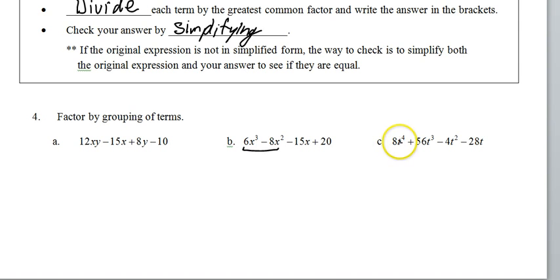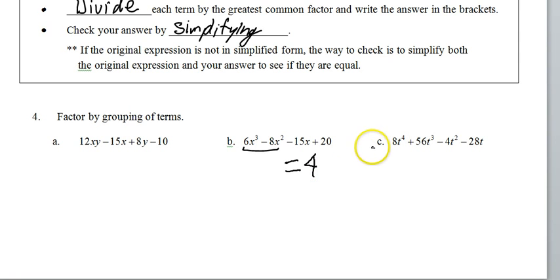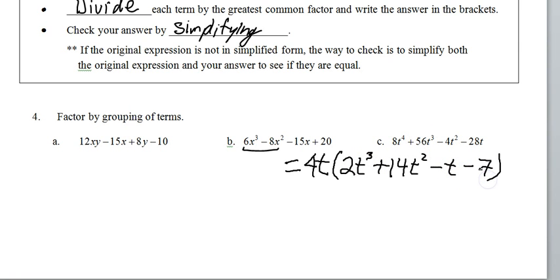Now you notice before we start the last one, actually these have a common factor of 4. 4 goes into 8, 56, 4, and 28. And they also all have a t. So our first step in any factoring is always to common factor. And this becomes 2t cubed plus 56 divided by 4 is 14. And we'll have a t squared minus, I've already got the 4, so I just need a t, and then minus 7. And now the question is, can we factor by grouping?